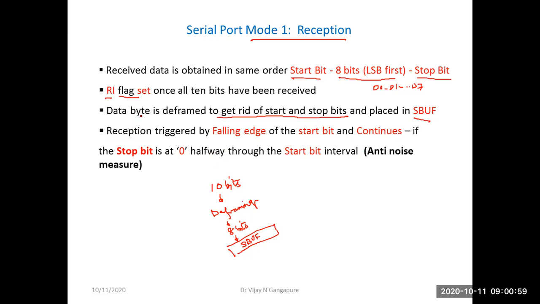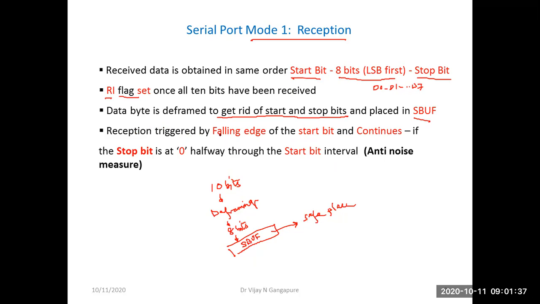Okay, and we have to immediately move this content of SBUF to some safe place, that is in RAM or in any other register. Because if the next byte is being received serially, it may get overwritten into SBUF if we don't move the content of SBUF, that is the just received byte, to a safe place. This byte will get overwritten by the next byte being serially received.